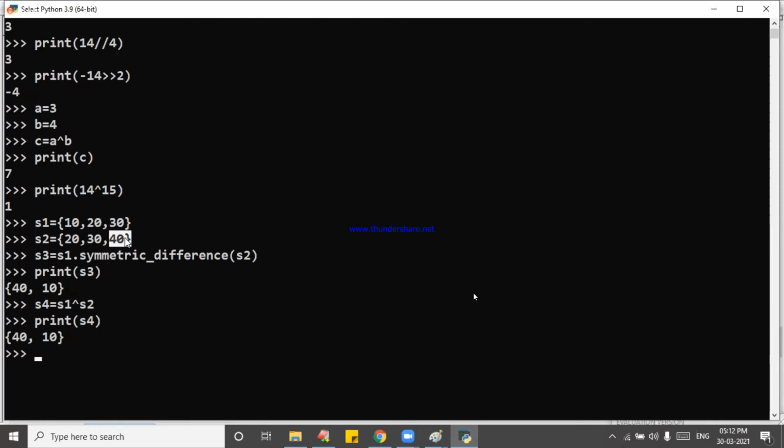Next 40. 40 is what? 1. Is 40 present in that place? No. What is that pair then? 1 0. What is the result? 1. That's why 40 is coming. Are you understanding? Are you understanding or not? Easy or difficult?